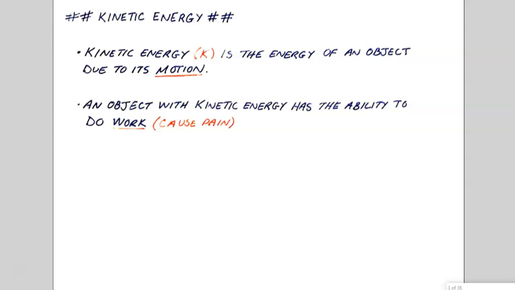Think of swinging a hammer. The kinetic energy of the hammer allows it to do work on the nail or to cause pain on your thumb. There's actually two types of kinetic energy, though we're only going to deal with one of them. There's rotational kinetic energy and linear kinetic energy. We're going to focus on the linear version of kinetic energy. The linear version is called translational kinetic energy.